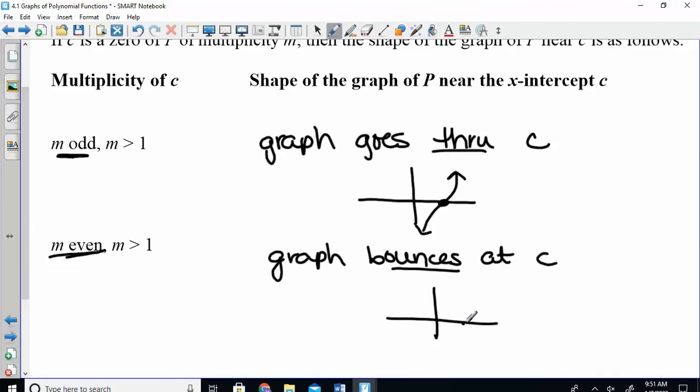So if this had a multiplicity of like 2 or 4, what's going to happen is your graph will hit that and bounce back the same direction. So we can tell if we ever have an x-intercept where it reflected, or it hit it and just bounced back, then it had to have an even multiplicity. If it goes through the point, that multiplicity had to have been odd.